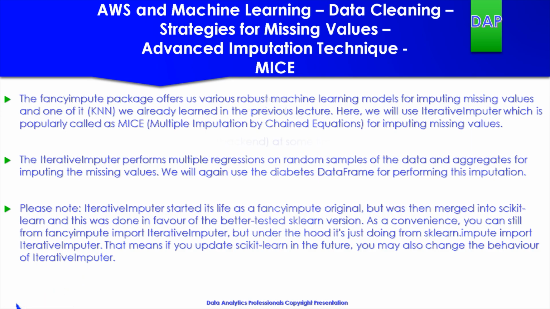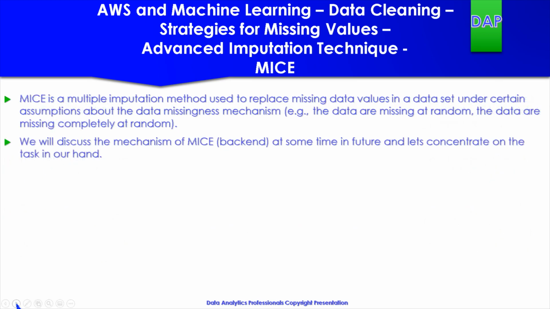Okay, now let's move. MICE is a multiple imputation method used to replace missing data values in a data set under certain assumptions about the data missingness mechanism. For example, the data are missing at random, that's one of the assumptions, or the data are missing completely at random. We will discuss the mechanism of MICE at the backend at some time in future, but at this moment, let's concentrate on the task at hand.